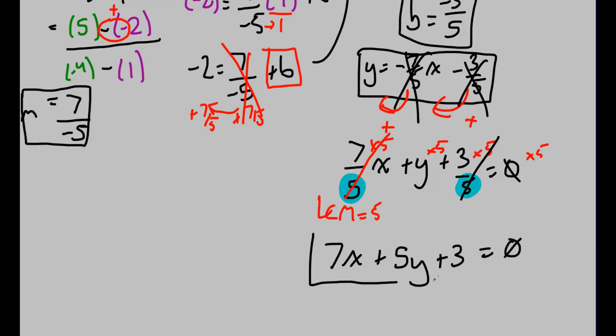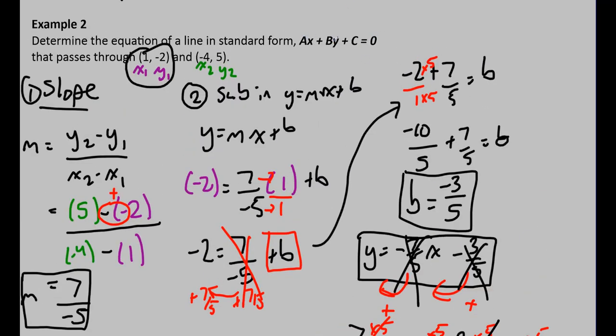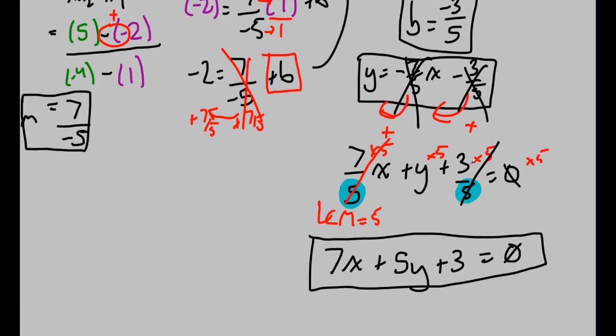And this is standard form, and we can double check. My x is positive. I have no fractions, and everything is brought over to the same side. And again, if you wanted to use ax plus by equals c, if I specify it, then you can do that too. It's the same thing. But I think this one's also called general form, something like that. Okay, so that's example 2.